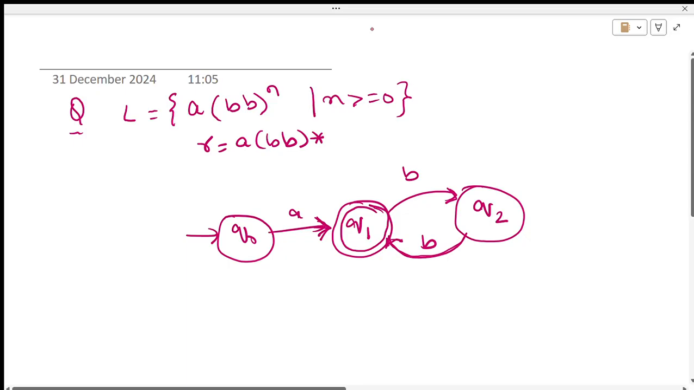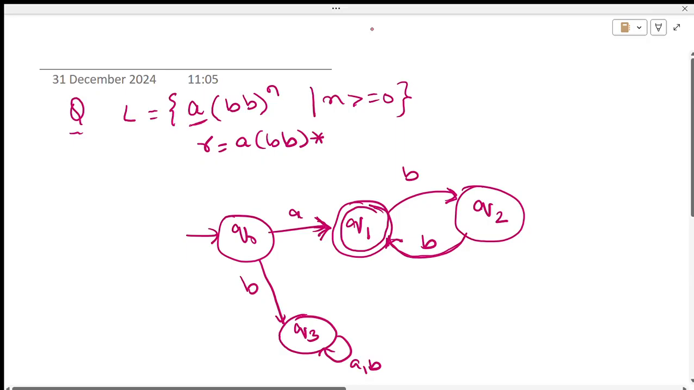But let me complete the diagram. What will happen if Q0 sees a B? If Q0 sees a B, push it towards another state, say Q3. Make Q3 the trap state, because if the string starts with a B, we should not accept it. The machine is not going to accept it because the language says that we have exactly one A, the starting symbol is an A, and it is followed by the double B any number of times.